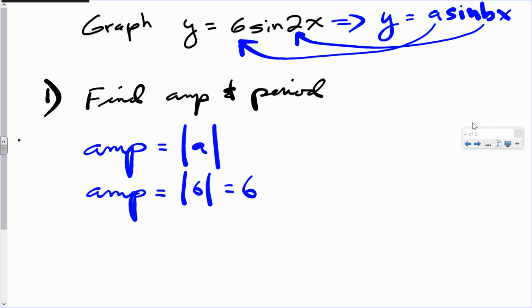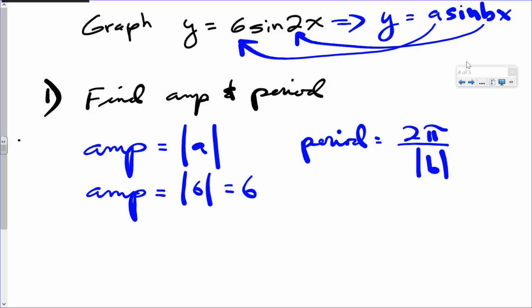Period. Connor, what's my period formula? 2 pi over the absolute value of B. Beautiful. This is always going to give us a period. So look what happens: 2 pi divided by what's B? 2. So what's 2 pi divided by 2? 1 pi. So pi is actually our period. For one cycle to take place, it's going to take pi radians for one complete cycle to finish, instead of 2 pi like the one before.